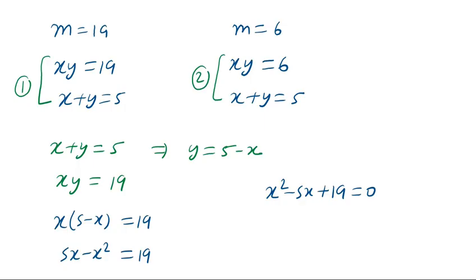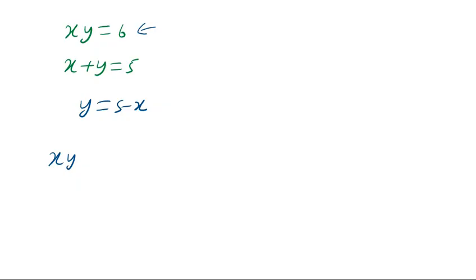Now solve case second, and case second is xy is equal to 6 and x plus y is equal to 5. Now if x plus y is equal to 5, then the value of y is equal to 5 minus x. Now look carefully at this equation. We have xy is equal to 6. Then x times, replace this y by 5 minus x, because y is equal to 5 minus x. So replace y by 5 minus x, equal to 6.